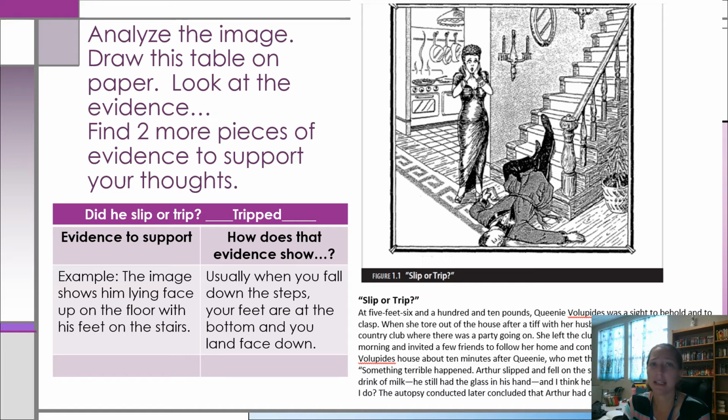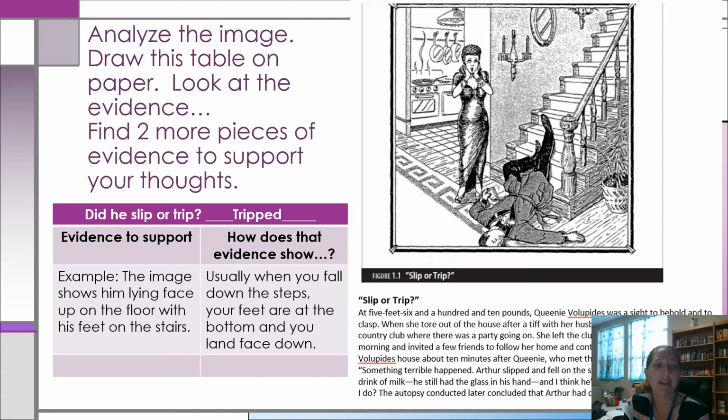And you can see that I think he was tripped. You do not have to agree with me, okay? Regardless of what you put here in this table, I want you to have 2 columns, okay? Your evidence to support, this comes directly from the picture. This is what you see in the picture, okay?